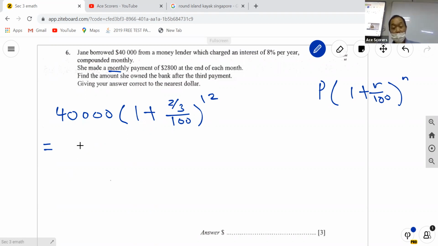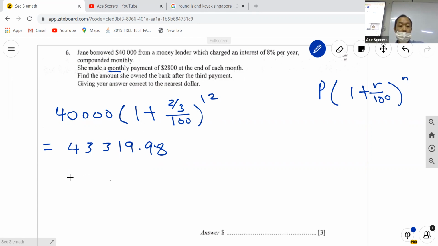Yeah, the old calculator. Okay, so 2 over 3 divided by 100, to the power of 12, times 40,000. 4,319.98. So that's the amount that she has to pay back. But she made a monthly payment of 2,000 at the end of each month. Find the amount she owes after the third payment.